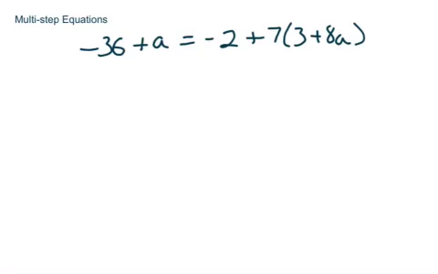The first thing I want to do is draw my line right down the middle, so I can remember to do whatever I do on one side. When I'm doing my inverse operations, I need to do it on the other side. The first thing I want to check is, can I distribute? And I can, because we've got parentheses. So I'm going to go ahead and do that.